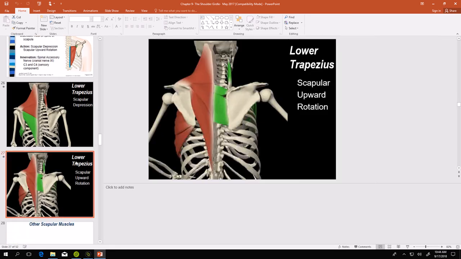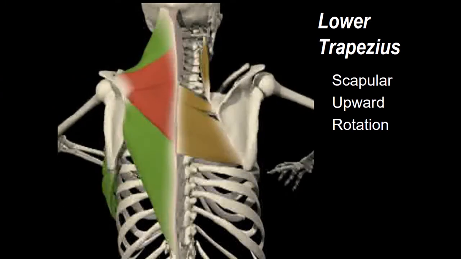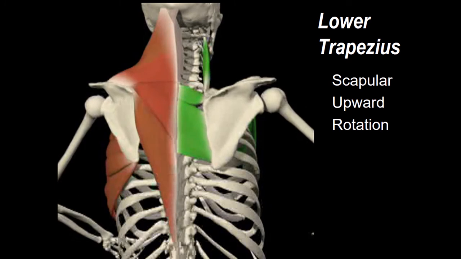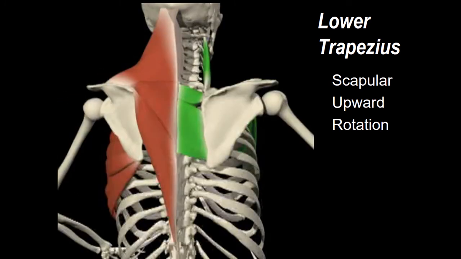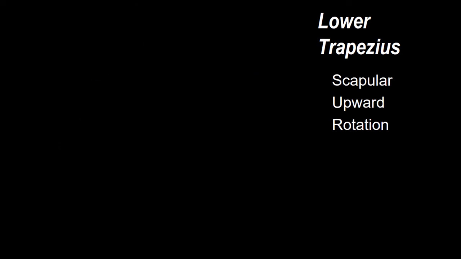pick up with lower trap, upward rotation. All right, so we see the lower trap here, and my remote. And yeah, when it's firing, it's giving us that upward rotation. So it's pulling down, and we get the upward rotation of the scapula.